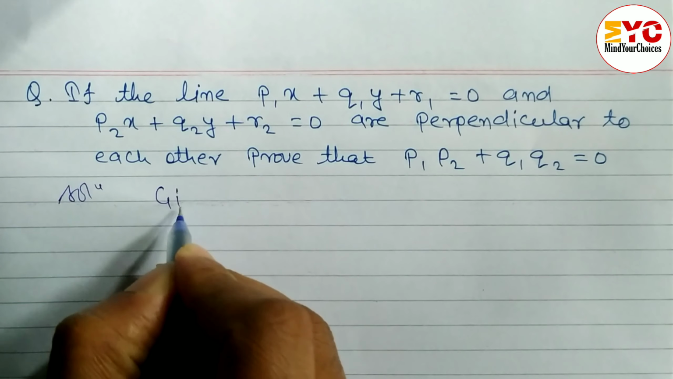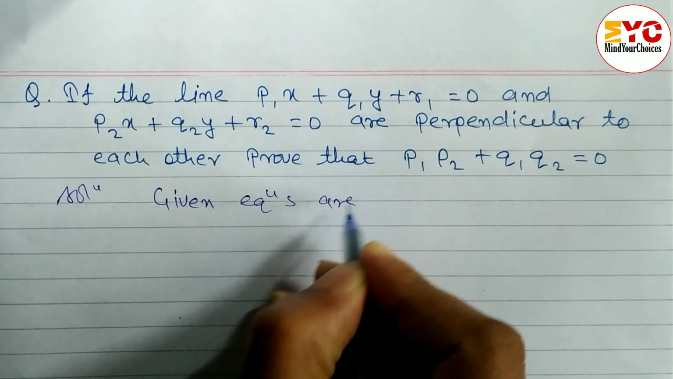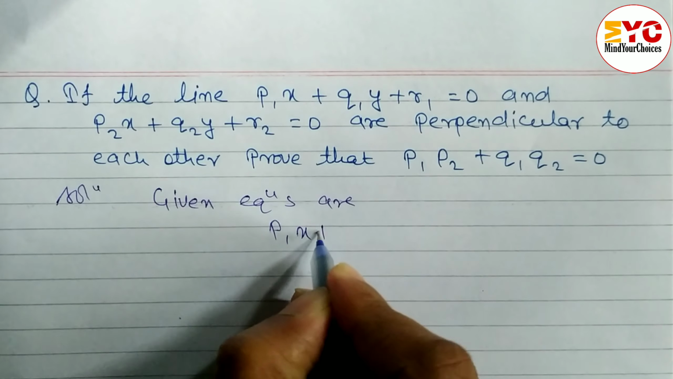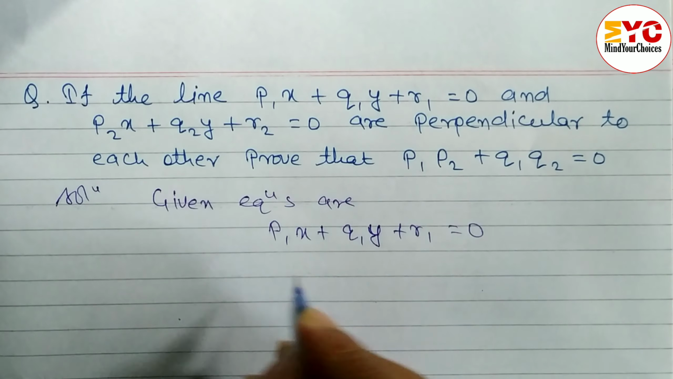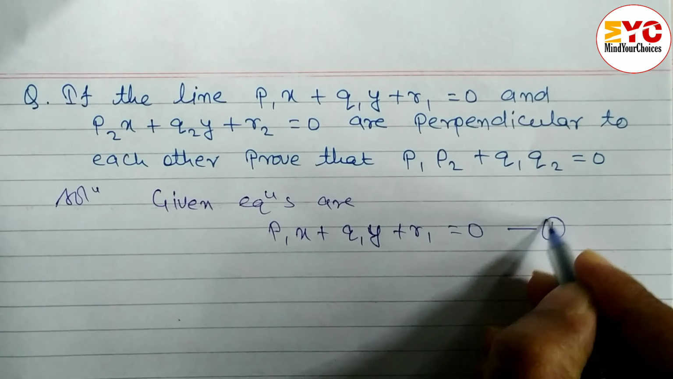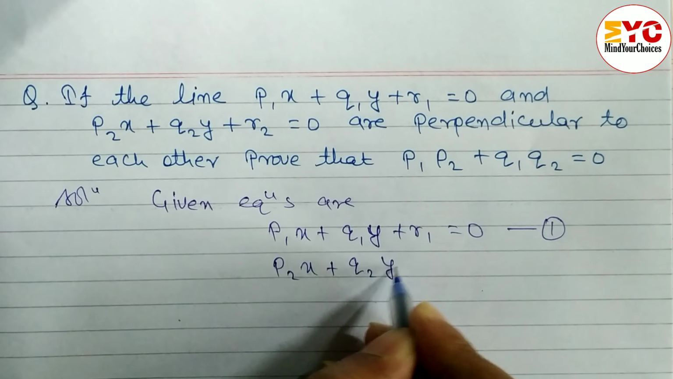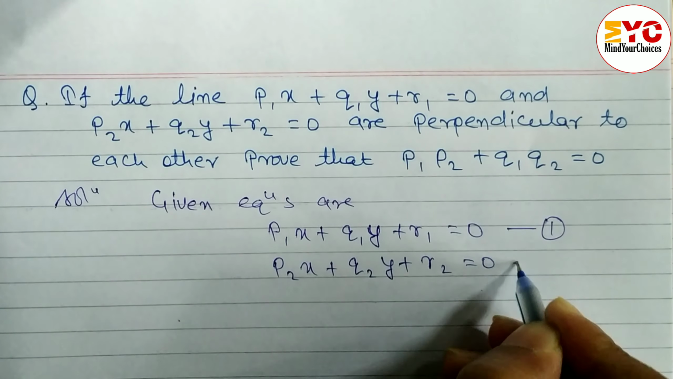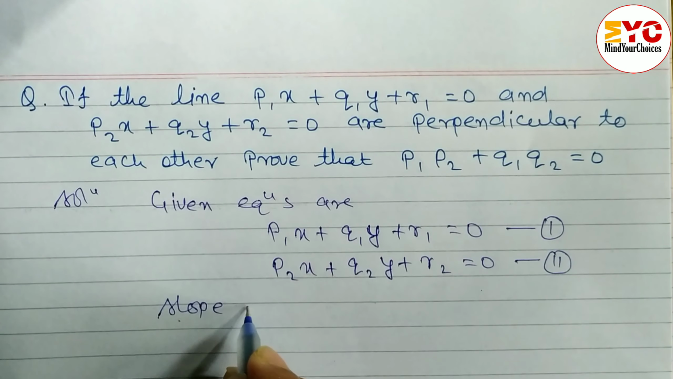Solution: given equations, two equations are given here. We can write p1x + q1y + r1 = 0, this is equation 1, and the next equation is p2x + q2y + r2 = 0, equation 2. Now we have to find out the slope of equation 1 and the slope of equation 2.